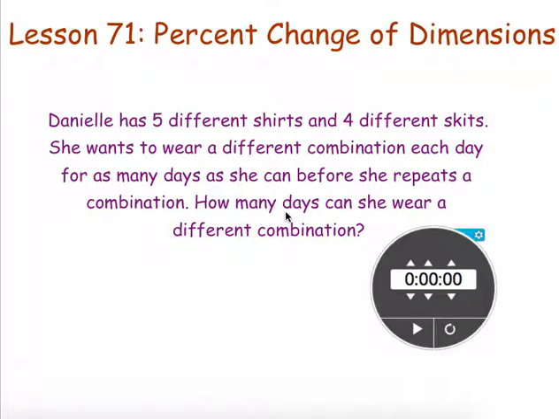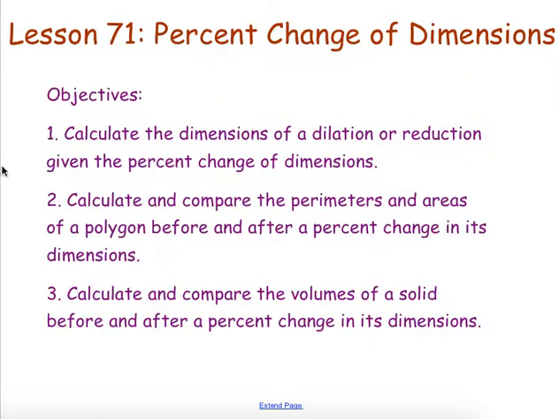Course 3, Lesson 71, we are looking at percent change of dimensions. This goes along with a lesson that we did just recently when we were looking at percent change. The big things we're looking at in this lesson are calculating dimensions if we are doing a dilation or a reduction, and also looking at how scale factors can change between dimensions, area, and volume.